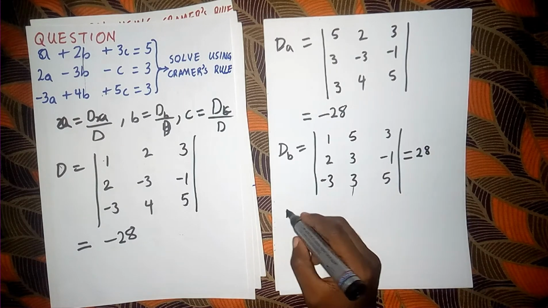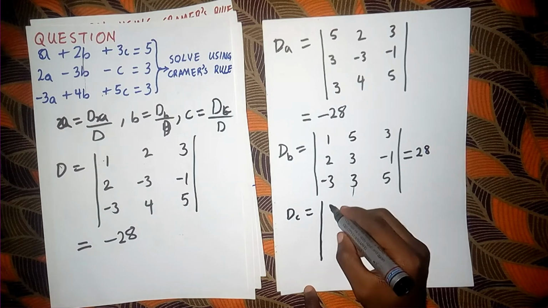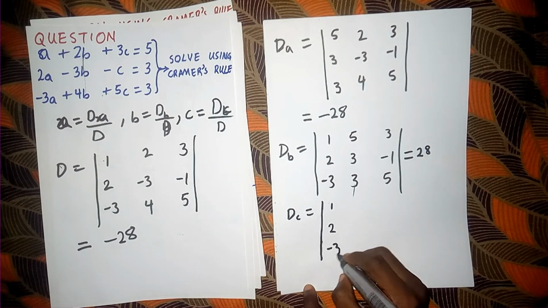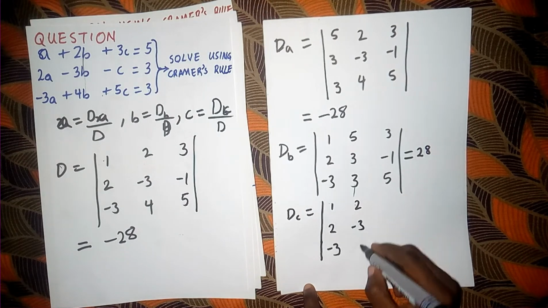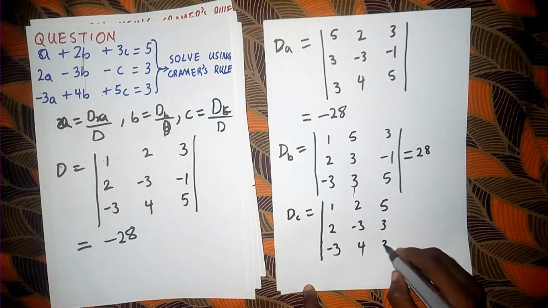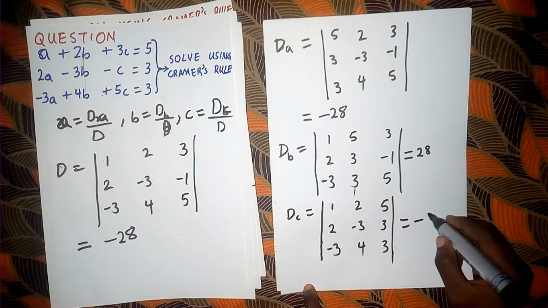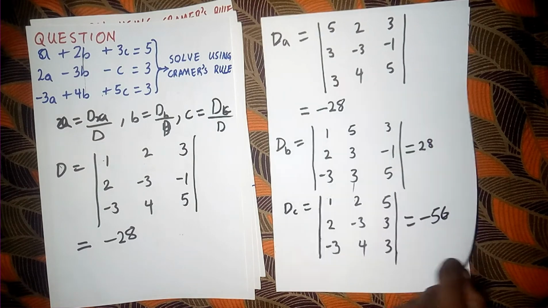I'm just here to explain Cramer's rule once again. So that we have 1, 2, minus 3, we have 2, minus 3, 4. We are looking for C, so that will be 5, 3, 3. This is equal to minus 56. So getting all our values of D, our DA, DB, DC.